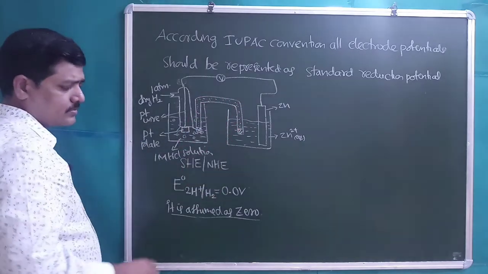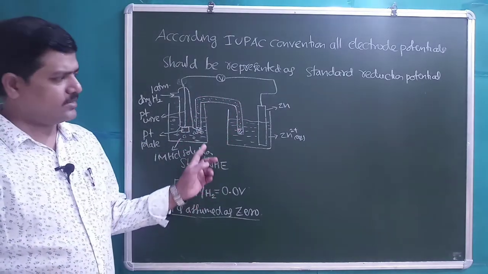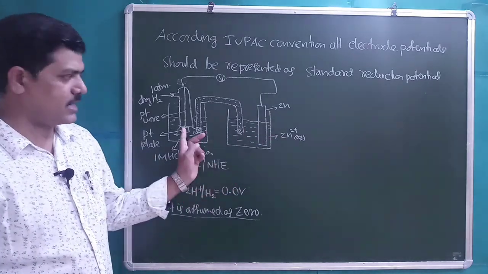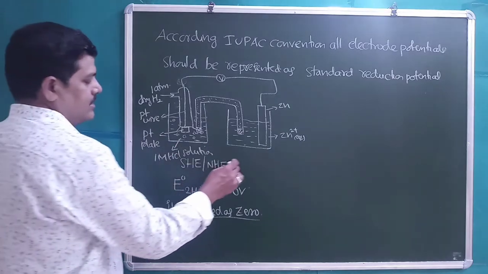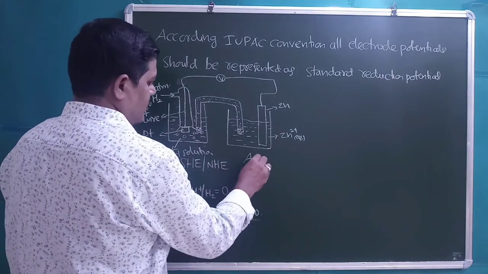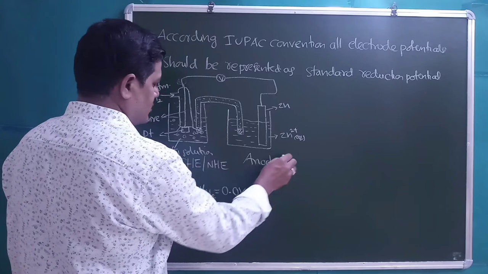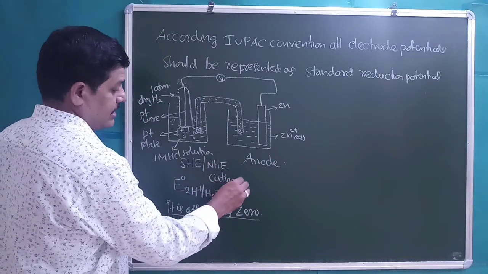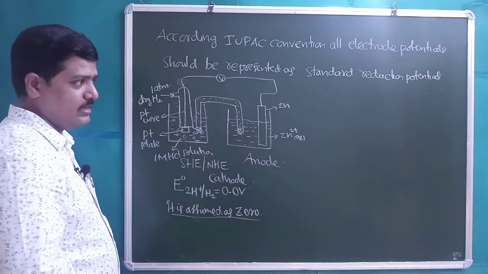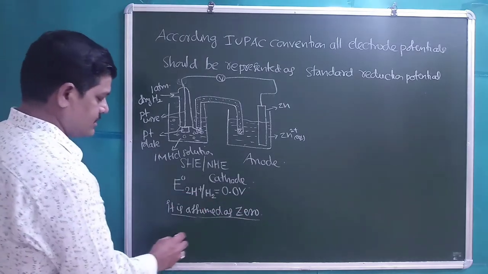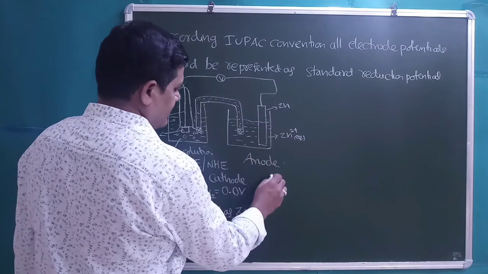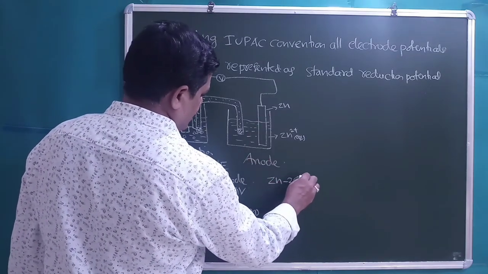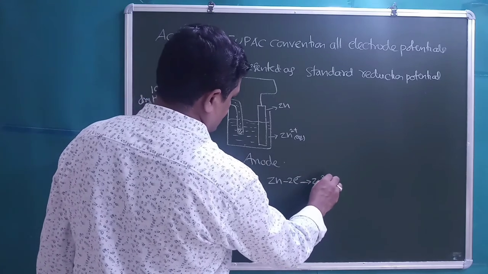Students, when the standard hydrogen electrode is coupled with the more reactive zinc, zinc is more reactive than hydrogen, then zinc acts as an anode. The standard hydrogen electrode acts as a cathode. In this case, the reaction taking place at the zinc electrode is Zn minus 2 electrons, which gives Zn2 plus.